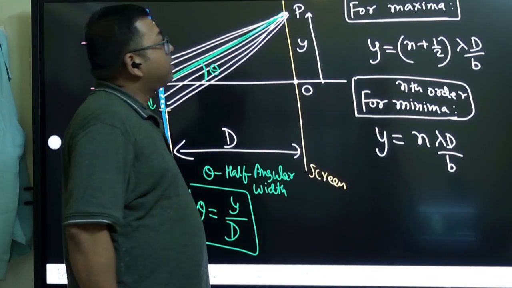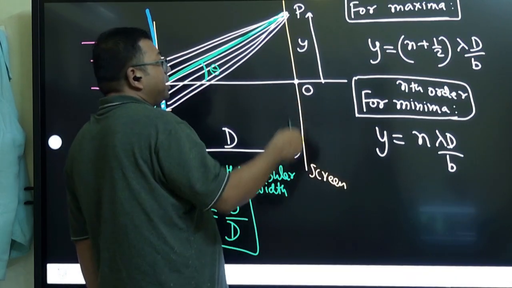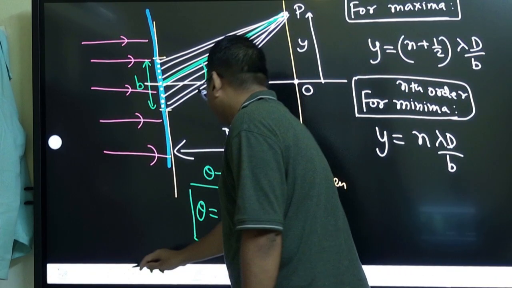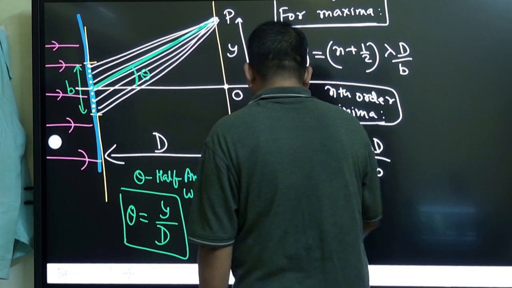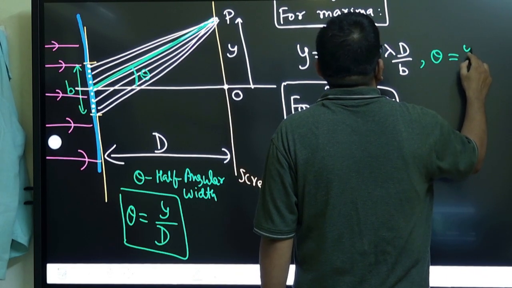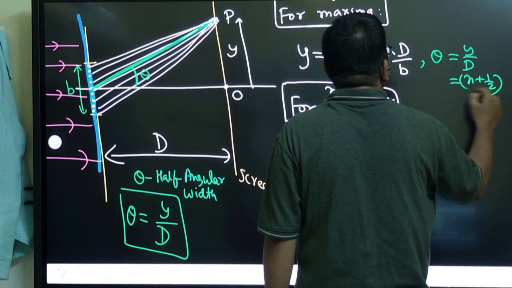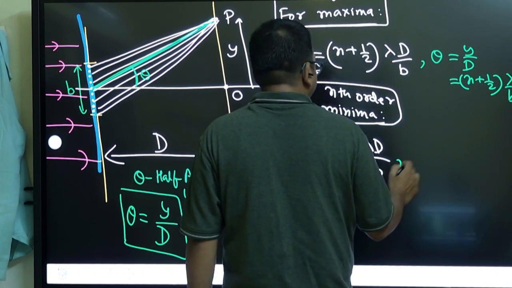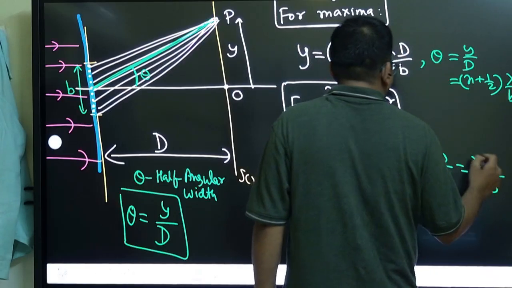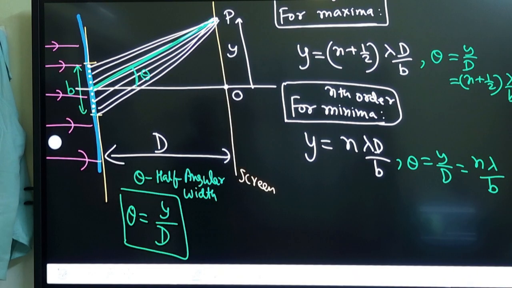So suppose I want to calculate this half angular width for maximum. What is the ratio of y by capital D? Here itself you can write, isn't it? The y by D ratio you have to write. So if I write theta as y by D, then y by D becomes n plus half lambda by d. Here also, if I write theta as y by D, it becomes n lambda by d. So that's quite an easy thing to write, and that's what is half angular width.